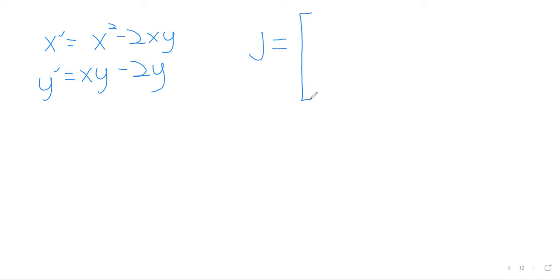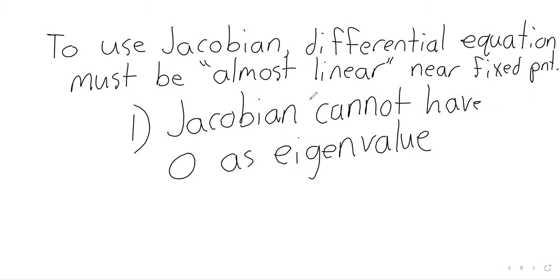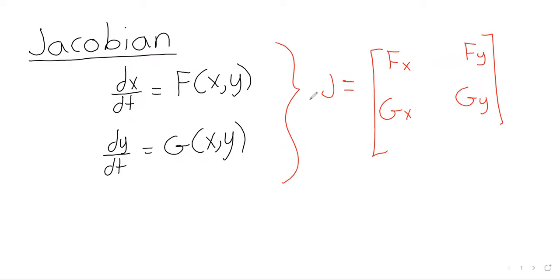So the top row corresponds to the top equation. The bottom row corresponds to the bottom equation. If you're having trouble remembering the Jacobian, that's how I always remember it. Top row, top equation. Bottom row, bottom equation. And then we always have these ordered pairs, and x is first, y is second. So first column, first variable, second column, second variable.